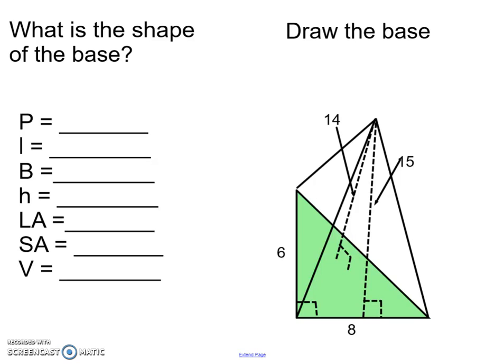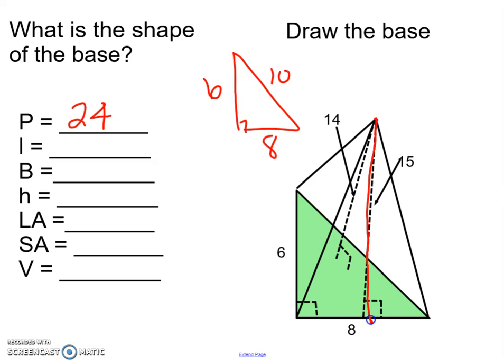Our next example, our base is shaded in. It's the green triangle at the bottom. So the perimeter of that triangle, we have 6, 8. It's a right triangle, so we can use Pythagorean theorem to find that that's 10. It's also one of those common triples that you're going to see over and over again, and we should just know that it's 10. So our perimeter is 24. The slant height is this that goes from up here to the edge of the base, so that would be 15. And then the actual height is 14.